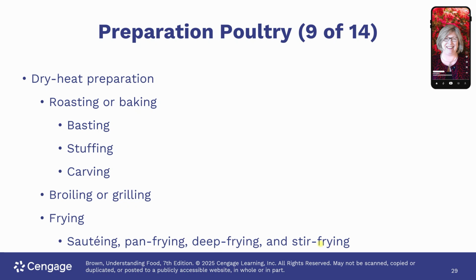If you use a stuffing, it's really best to cook that outside of the bird, and then you need to be able to carve that bird. If you broil or grill it, that's another way that you use dry heat. And then some people like to have a fried turkey. They'll even air fry it.